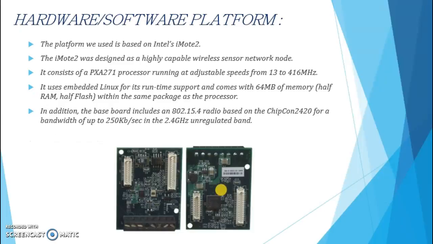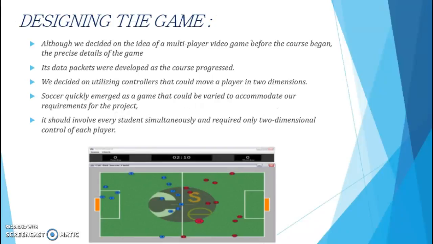Next, hardware software platform. The platform we use is based on the Intel iMote 2. The iMote 2 was designed as a highly capable wireless sensor network node. It consists of a PXA 271 processor running at adjustable speed from 13 to 416 MHz. It uses embedded Linux for its runtime support and comes with 64 MB of memory, half RAM and half flash, in the same package as the processor. In addition, the baseboard includes an 802.15.4 radio based on a Chipcon 2420 for a bandwidth of up to 250 kilobits per second in the 2.4 gigahertz unregulated band.